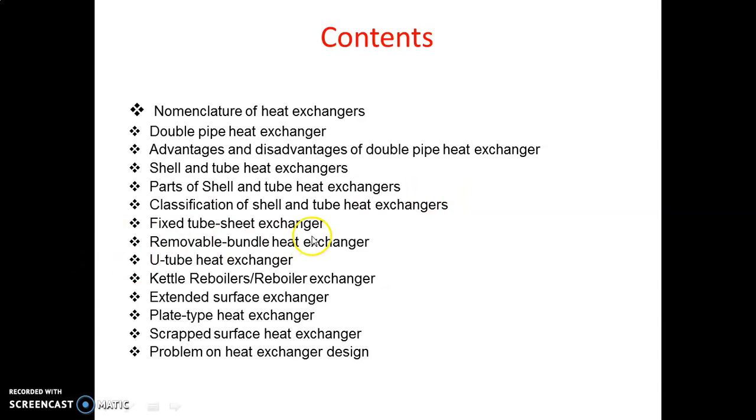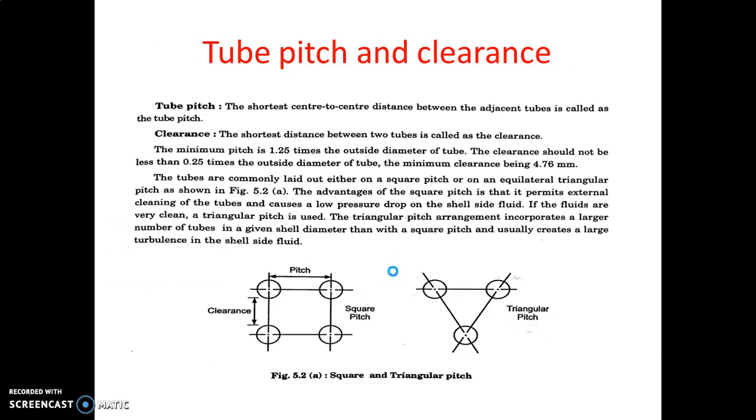In the previous lectures, I had discussed the different types of shell and tube heat exchangers, and in that we have already discussed the fixed tube sheet heat exchangers. In today's lecture we will discuss the fixed tube sheet 1-2 shell heat exchanger and the removable bundle heat exchanger, that is known as the floating head heat exchanger. So let us start the lecture.